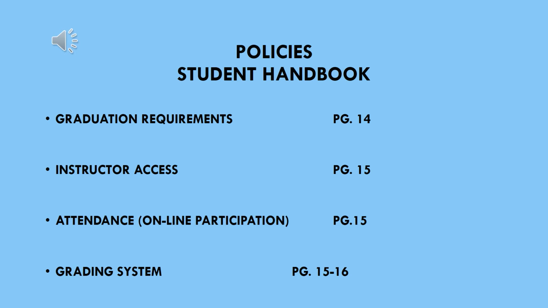The next policy is the grading system. The grading system for the college is found on page 15 and page 16 of the student handbook. The grading system provides for A, B, C, D, F, and I. It will be up to the instructor, and they will provide this in their course syllabus, of what number grade it takes to make an A and what number grade it takes to make a B, and on down the line. So every instructor will determine at the beginning of the semester what their number grade is to make an A or a B.